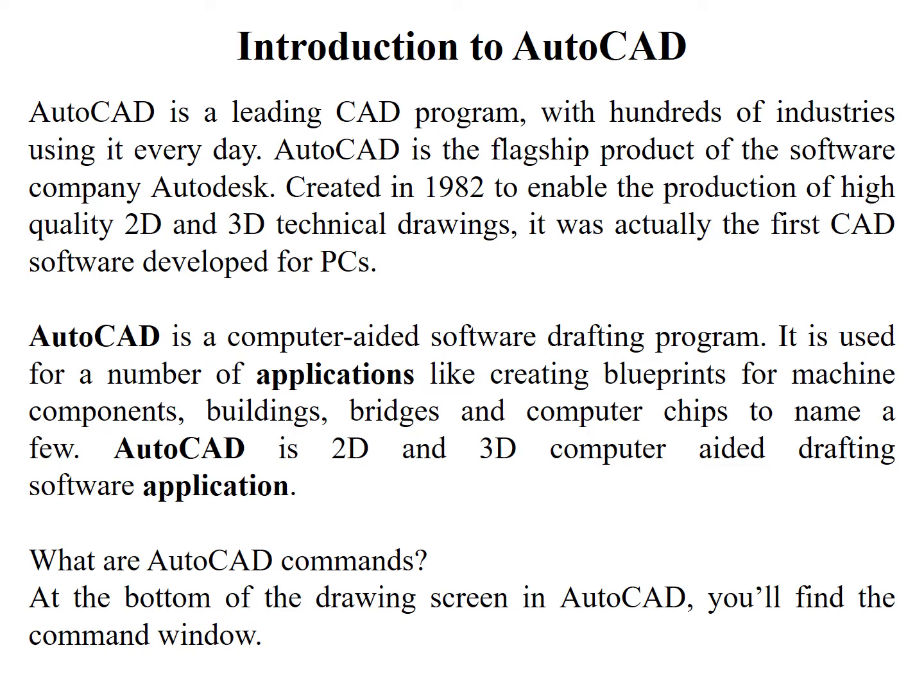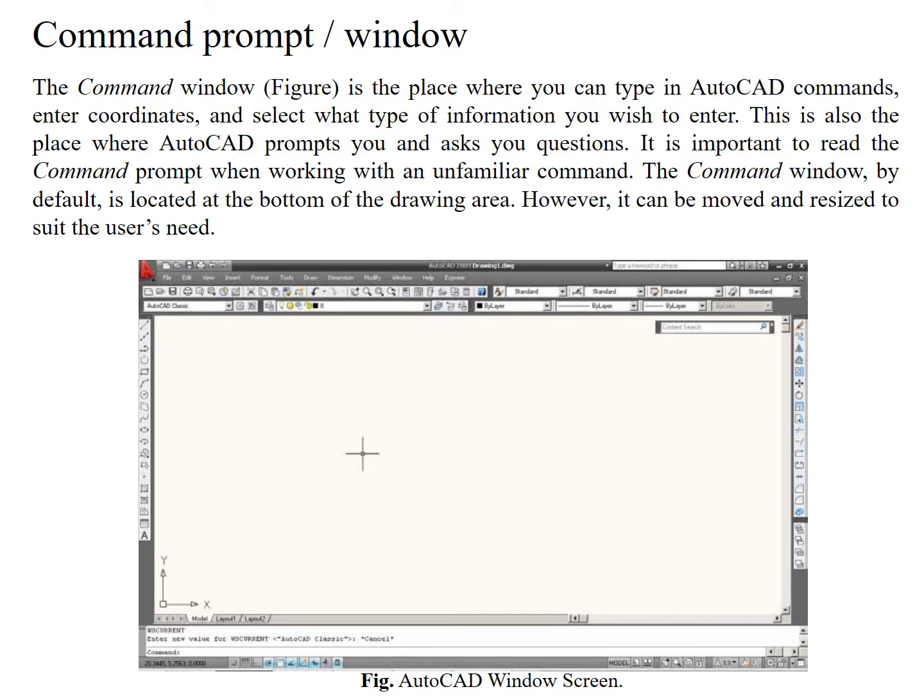At the bottom of the drawing screen in AutoCAD, you will find the command window. Command prompt window. The command window, as shown in the figure, is the place where you can type in AutoCAD commands, enter coordinates, and select what type of information you wish to enter. This is also the place where AutoCAD prompts you and asks you questions.